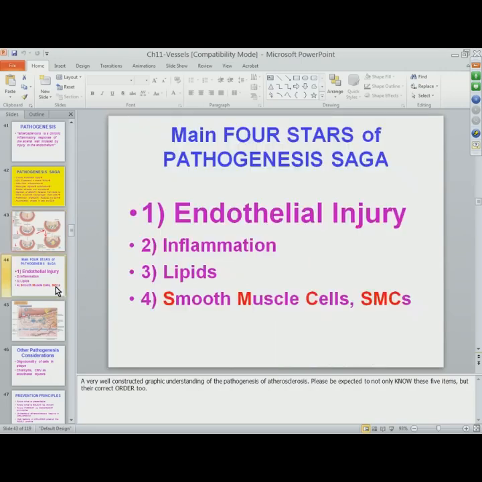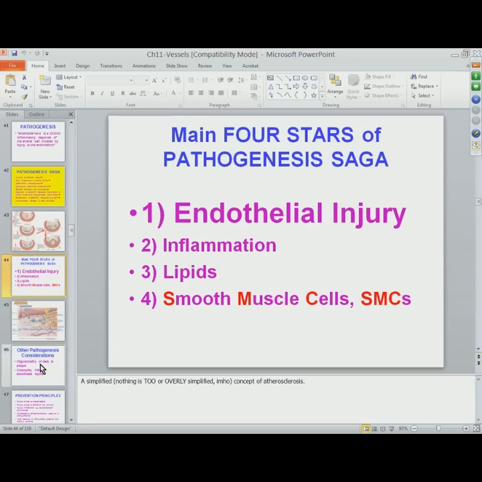So once again, here are your 4 stars of this entire saga, with the biggest one and the earliest one being endothelial injury, then the subendothelial inflammation, the accumulation of lipids, and the role of smooth muscle cells. Remember, once again, the SMCs are not just there to contract like they are in most other places of the body. They're also there to lay down ground substance as well, in which all of the lipid and inflammatory debris has accumulated.